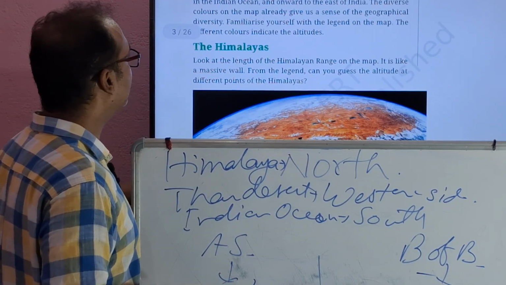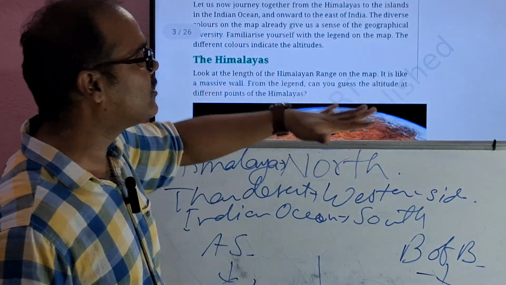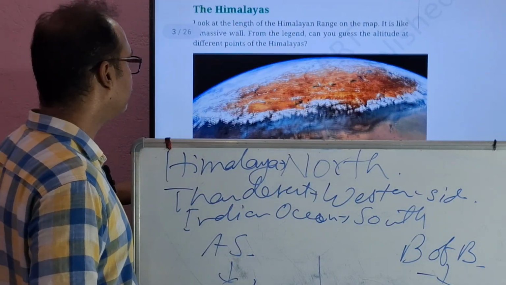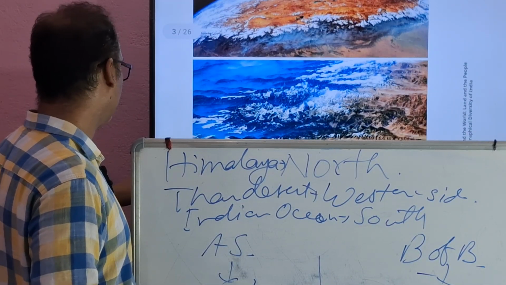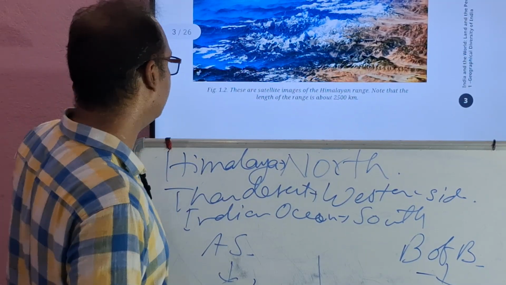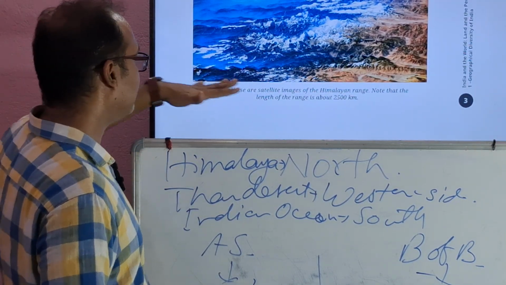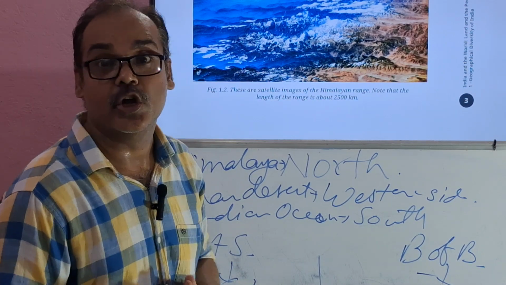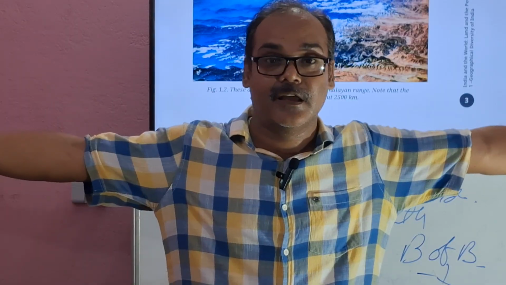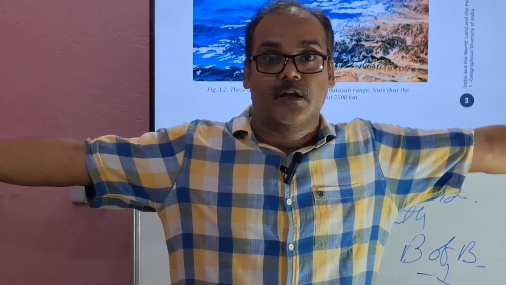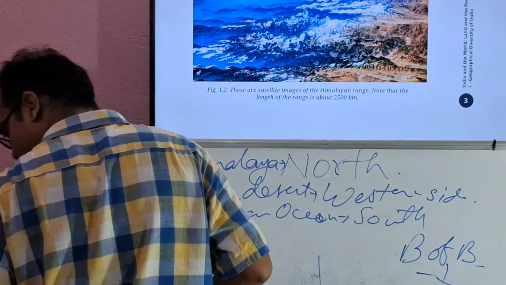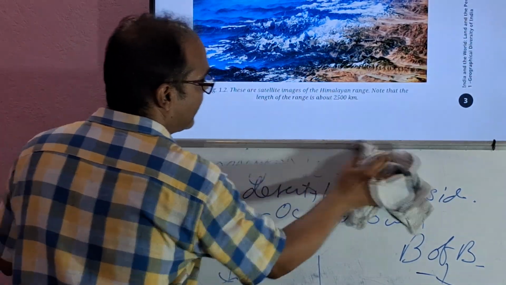Now, let's talk about the Himalayas. Look at the length of the Himalayan range. It is like a massive wall. See how colorful and beautiful the picture is. These are the satellite images of the Himalayan range. And the length of the range is about 2,500 kilometers. Now you can understand the length, 2,500 kilometer Himalayan range.